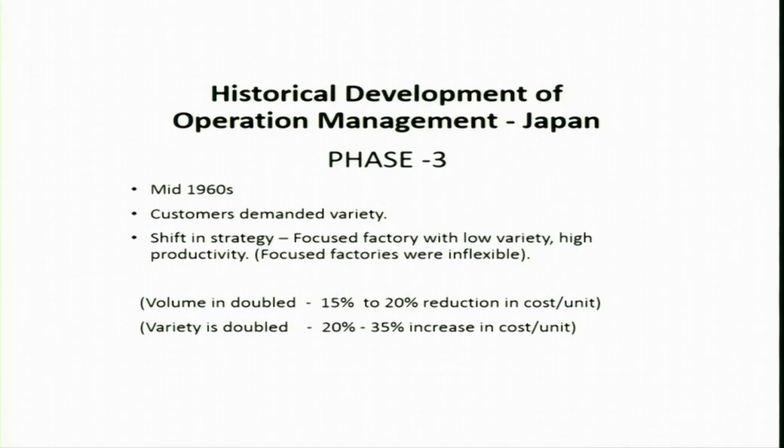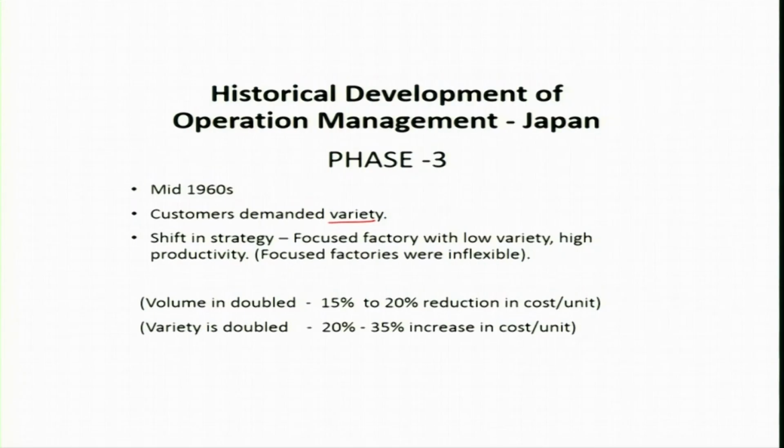Then came phase 3. Now, because of increase in the wages and salaries, there is money in the pocket, and customers started demanding variety. As we are having money in our pocket, we ask for more variety, more features, more functions. But their factories were such that they could mass produce the same common, standard products in large quantities at a lower cost. So, again they had to shift the strategy.